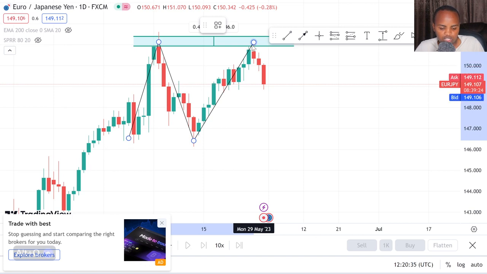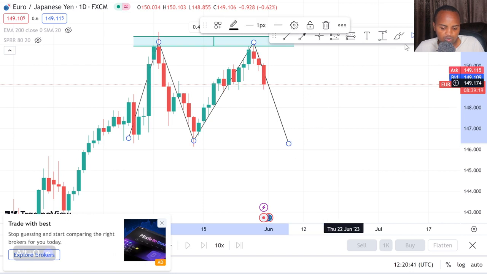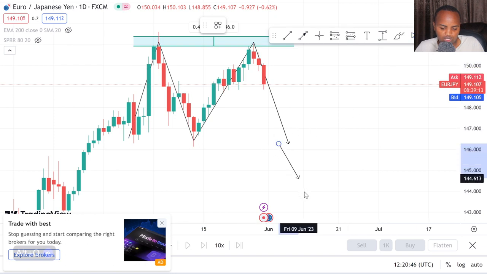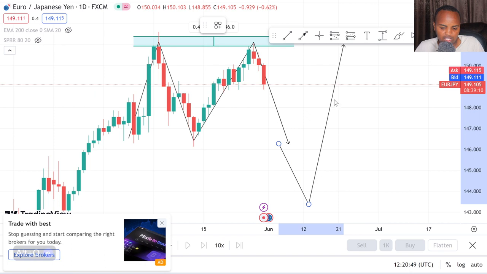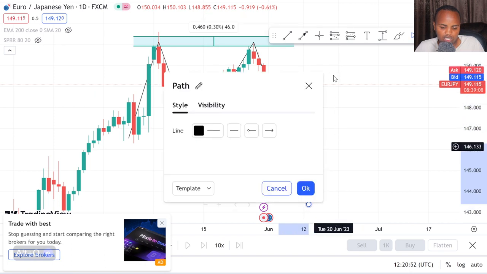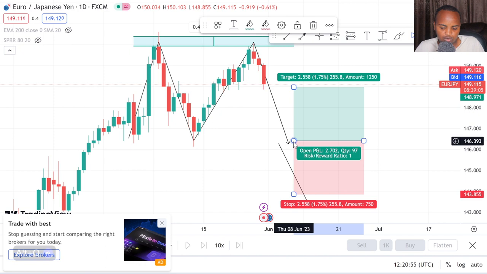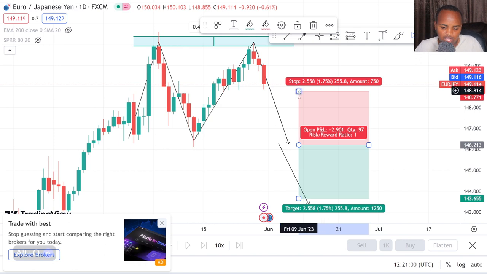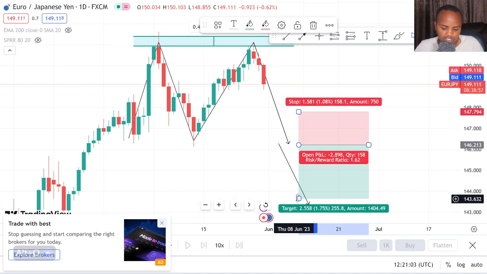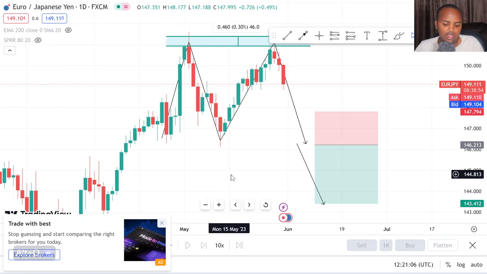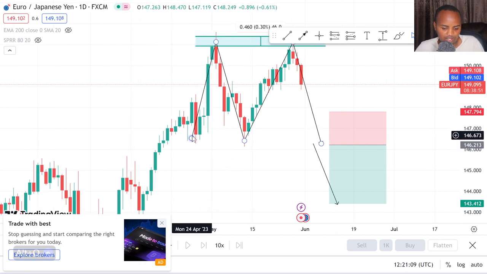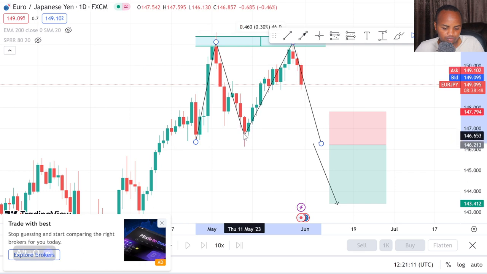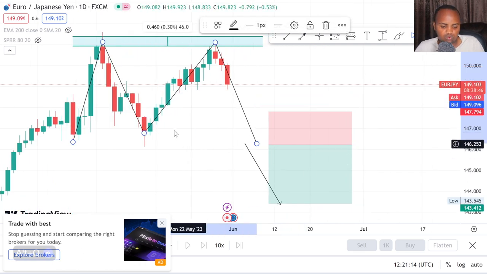Where do you think this market is going? In case the market reaches around this region, the market will start going down from this place, and this is going to be our entry point. This is going to be our entry point around this area, in case the market sells around this region.